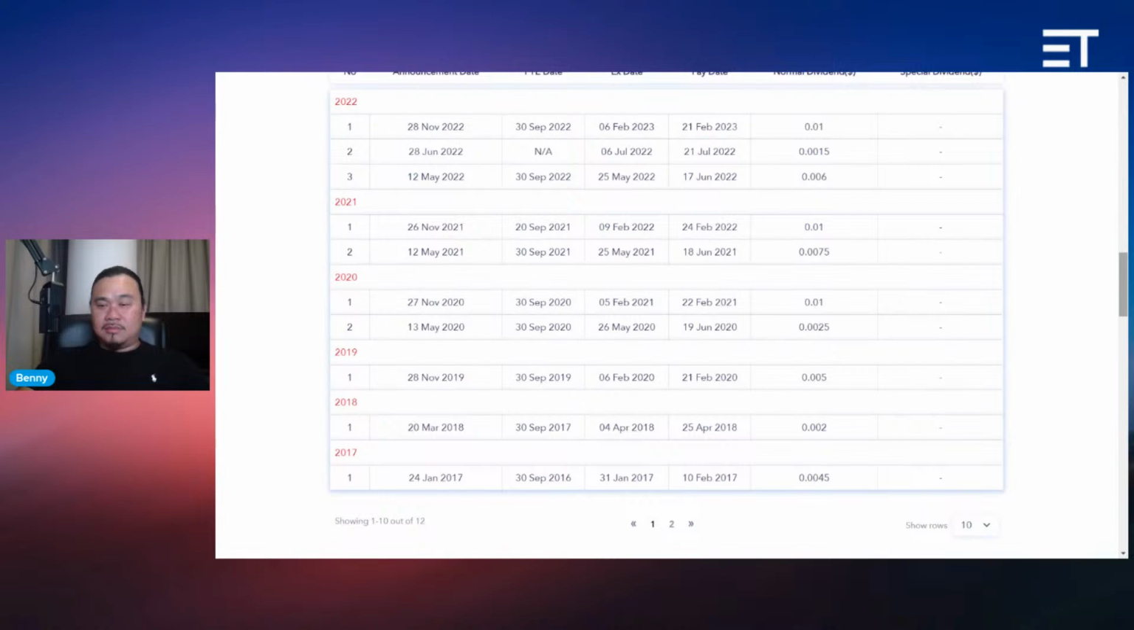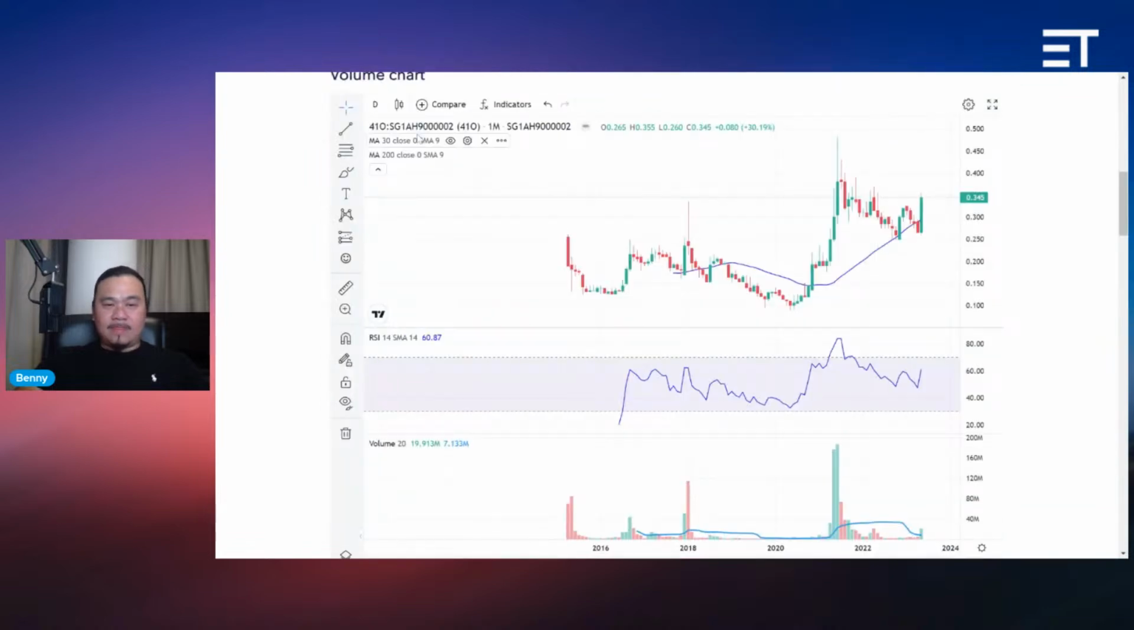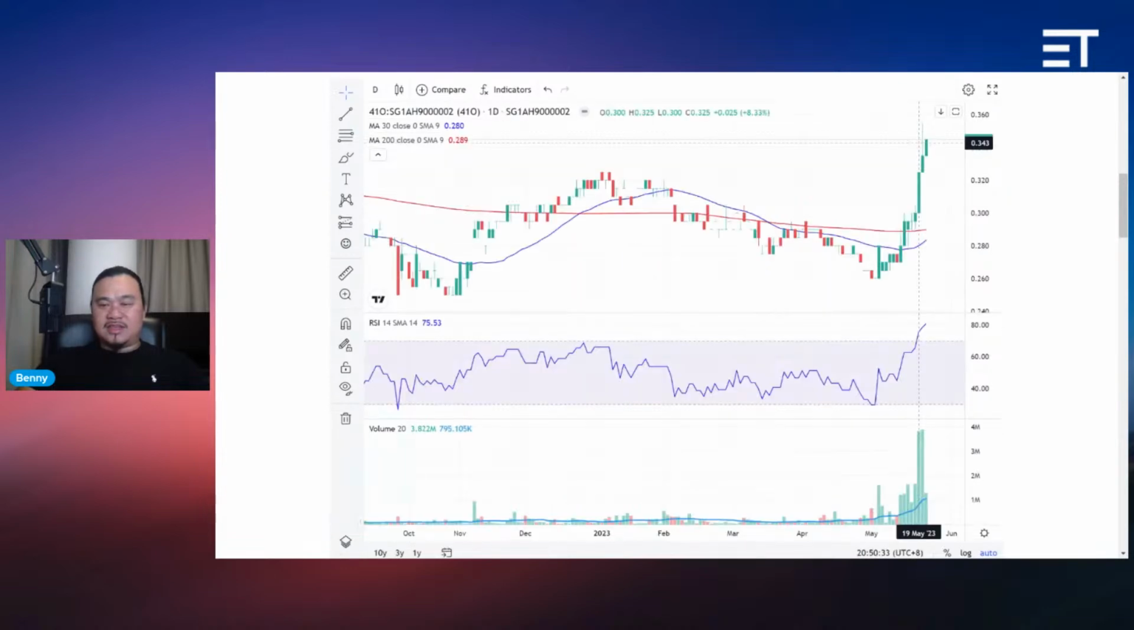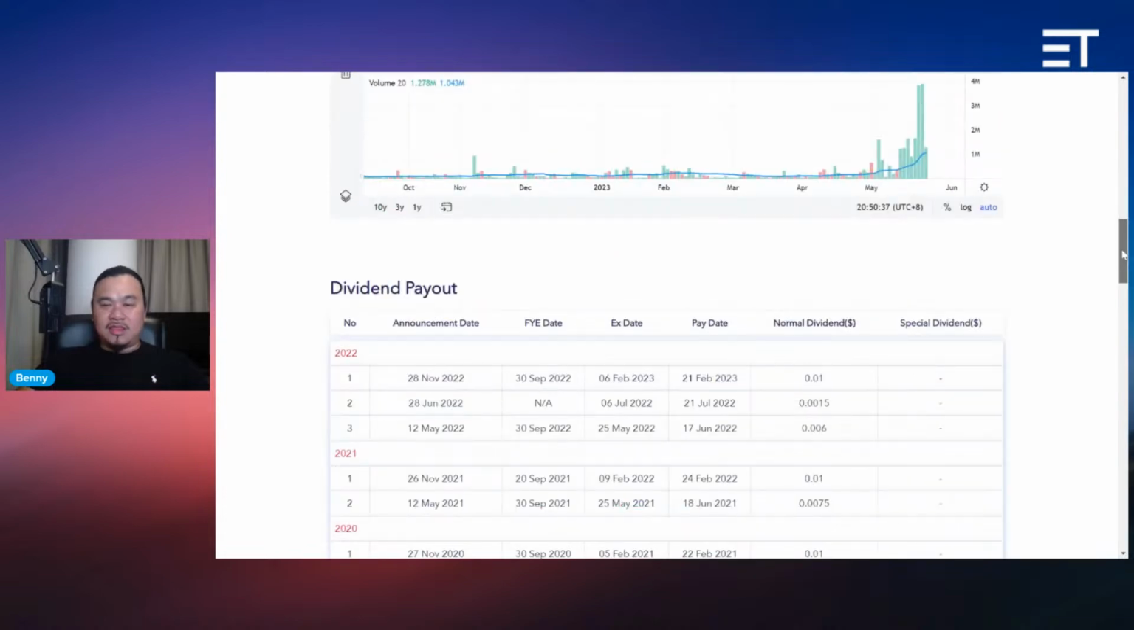Maybe there'll be good results in the next quarter. I do not know, right? But definitely something is happening for this counter, right? The price has jumped up quite significantly over the past 1 month. Okay, you can see here, 26 cents to 36.5 cents, so about an 8 cent jump. That's about 30% in a month.